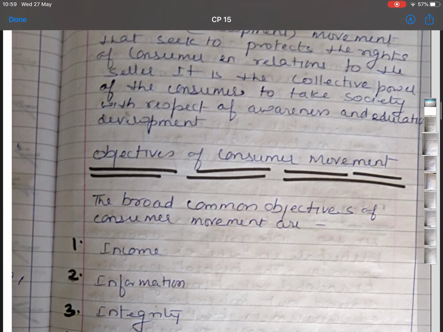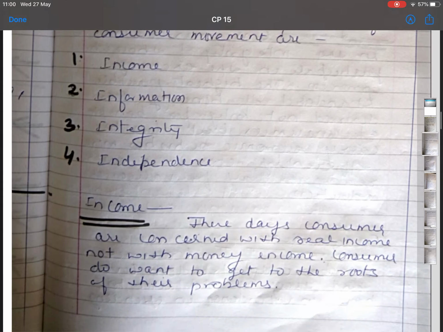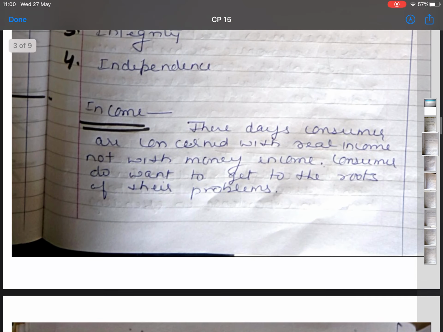Now, objectives of consumer movement. The broad common objectives of consumer movement are income, information, integrity and independence. So I'm starting with the first, that is income. Consumers want income. They are concerned with real income, not with money income. Consumers want to get to the roots of their problems. They do want to find a solution that will solve their problem permanently.